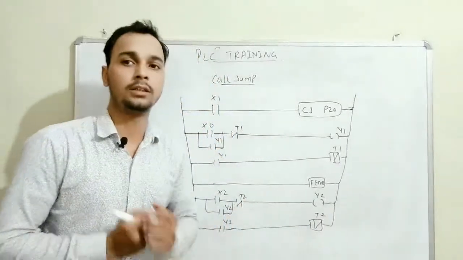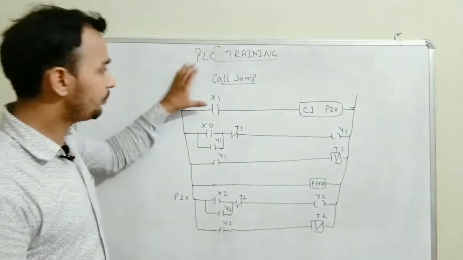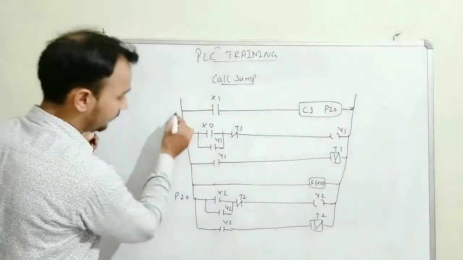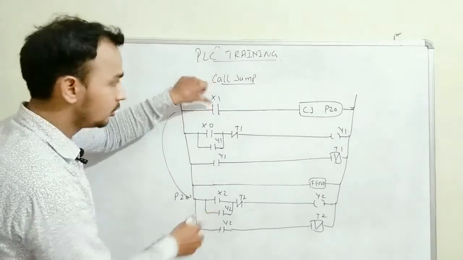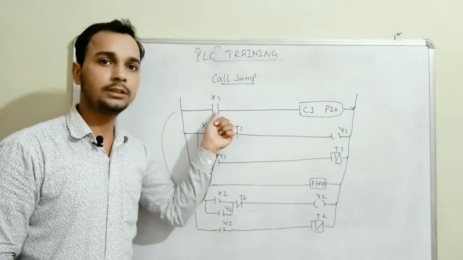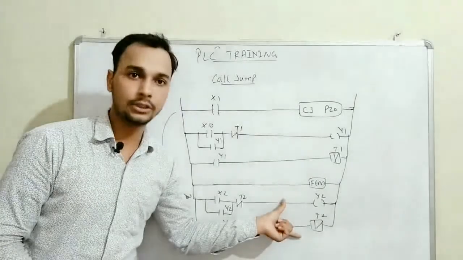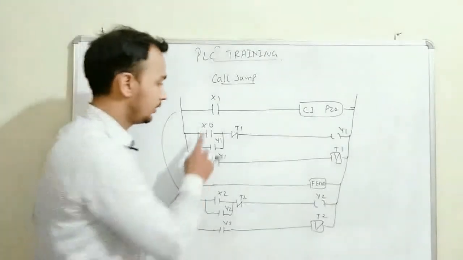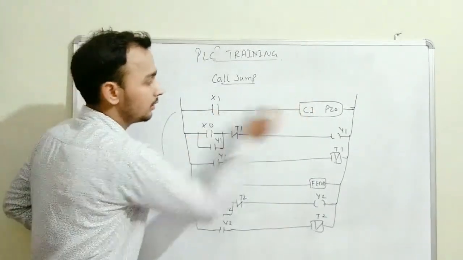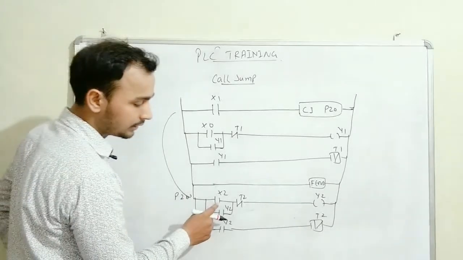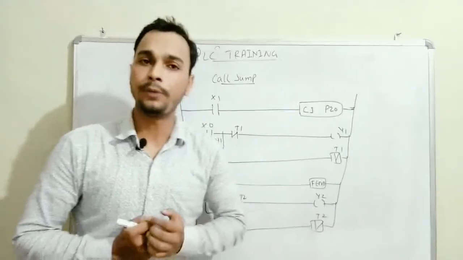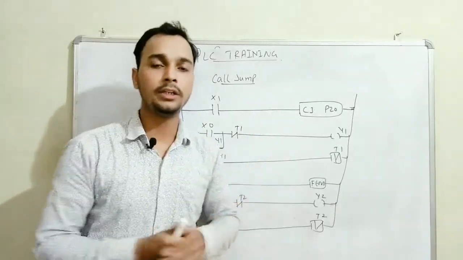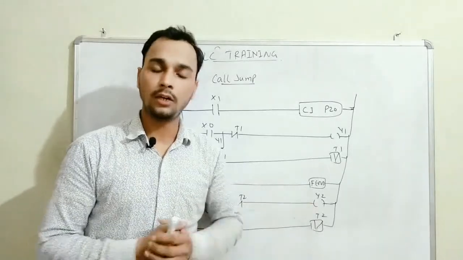So let's understand this program. Once we press this button, the call jump will jump directly to this address. If we do not press this button, this program will not be executed. Only this program will be executed because it is independent. Now once we press this button, it jumps to this point. Now we can press X2 and Y2 will be operated. I hope it's clear to everyone. So let's make this program in PLC software and check on the hardware.